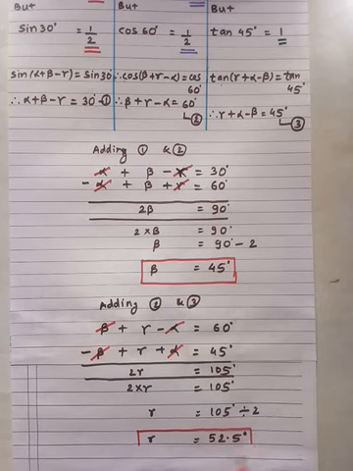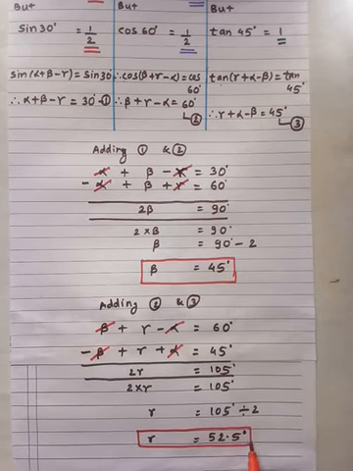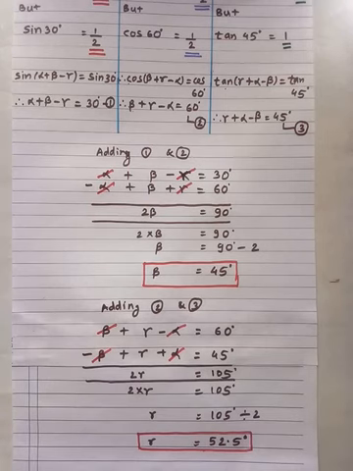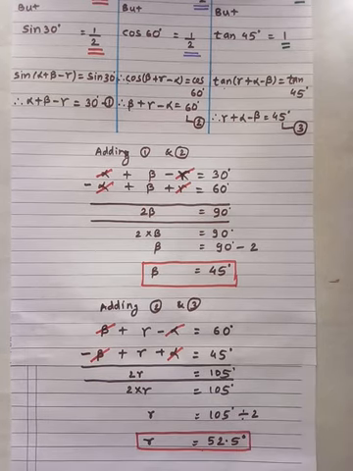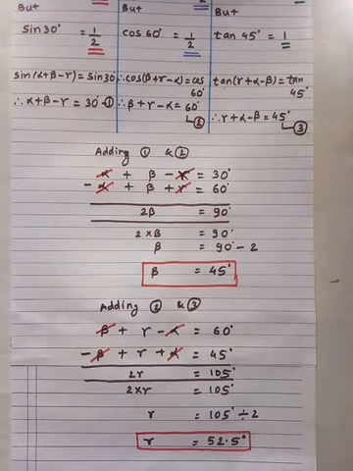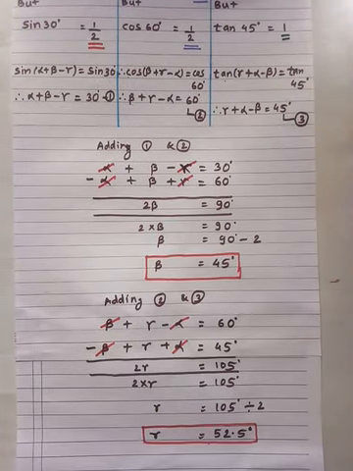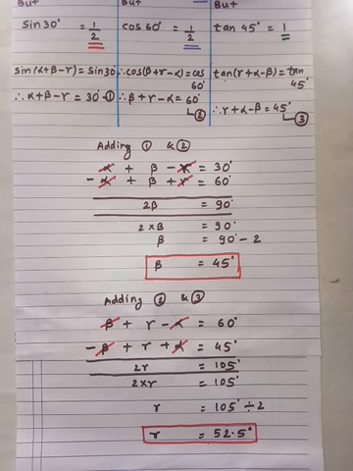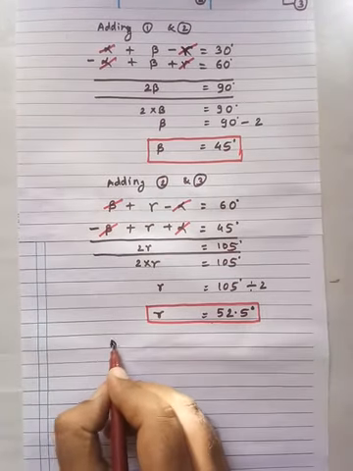Observe here that 52.5 is less than 90 and is positive, and in the question the condition is that beta, alpha and gamma are positive acute angles. So this value is also correct. First we did the addition between 1 and 2. Second, we did the addition between 2 and 3. Now for the next one, adding 1 and 3. Do the addition between 1 and 3.